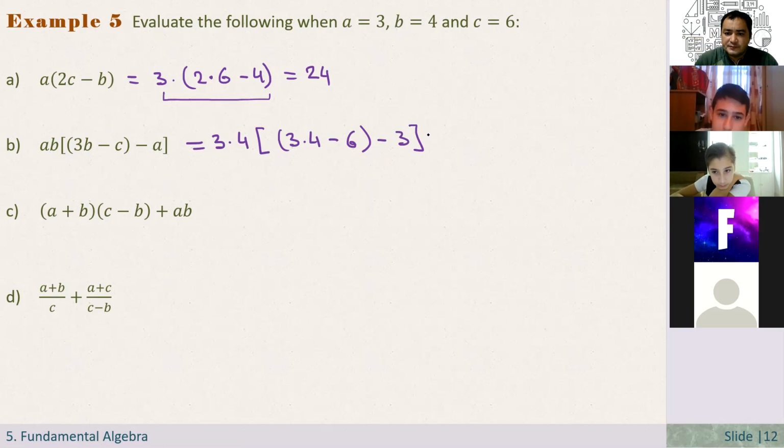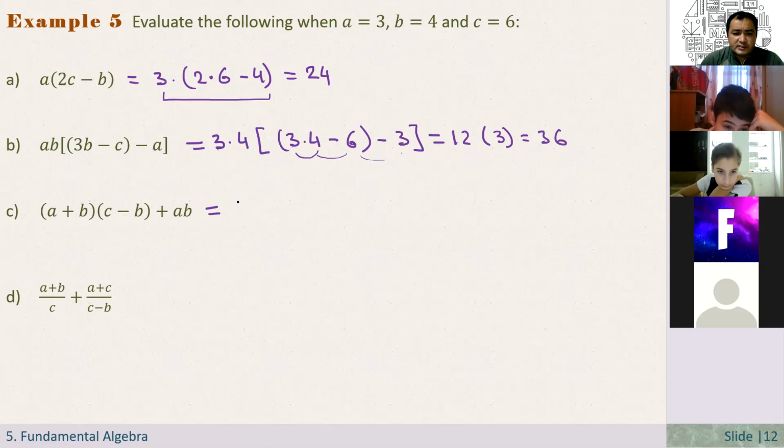Now we have to evaluate this. Equals 3 times 4, it is 12, times 3 times 4, 12. 12 minus 6, it is 6. 6 minus 3, it is 3. So here we have 3 times 12, that's equal to 36.